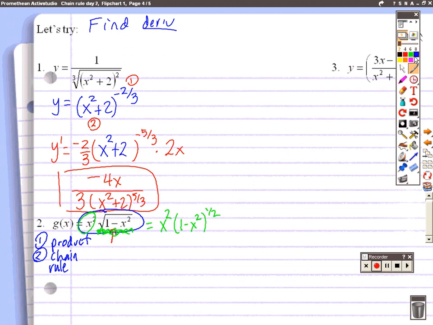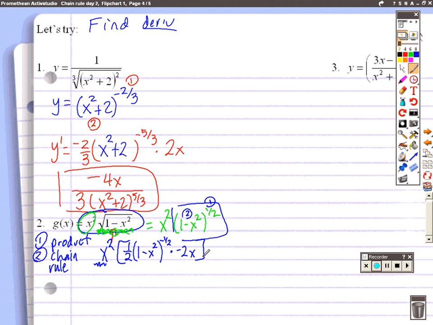Remember, product rule first. So we have the first times the derivative of the second. When you do the derivative of the second, that's when we're going to apply the chain rule. In doing the derivative of the second expression, the outside is the 1/2 power. The inside is 1 minus x squared. Chain rule. Power rule, 1/2 of the quantity 1 minus x squared, decrease the power, that's the derivative of the outside, multiplied by the derivative of the inside. All of that was the derivative of the second. I had to apply the chain rule to get the derivative of the second.